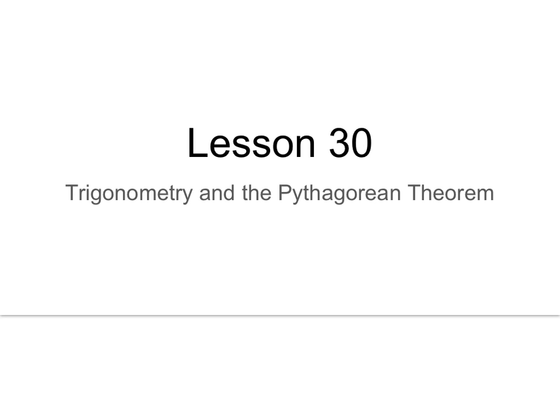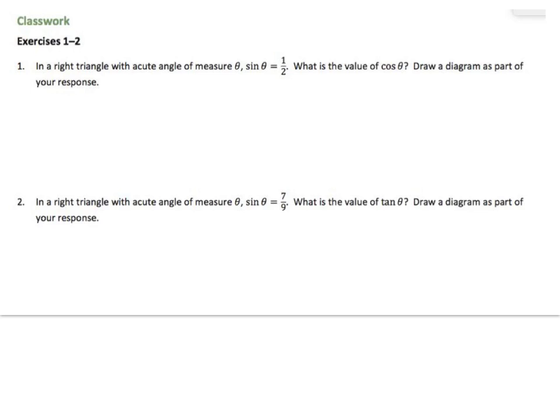Okay, geometry. We're continuing on with our trig section, and we're applying the Pythagorean theorem in a slightly different way to solve sides of triangles. So let's get into it. First of all, in a right triangle with acute angle measure theta, sine theta equals 1/2. What is the measure of cosine theta? So we really need to draw a little sketch.